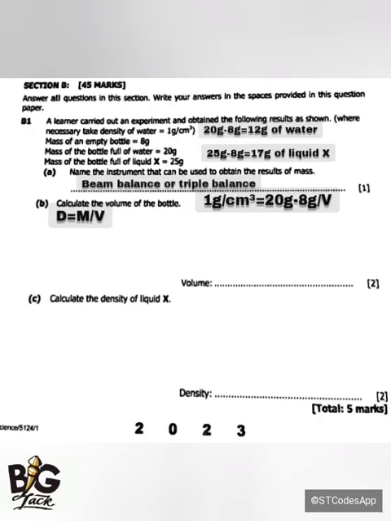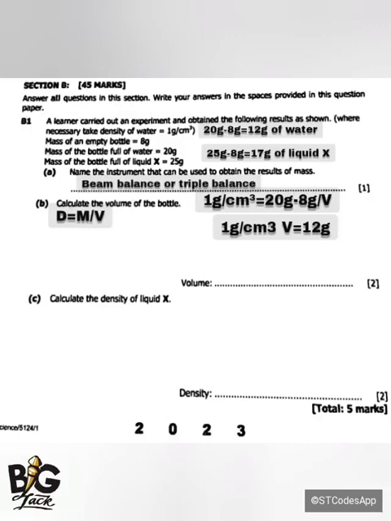Okay, so I'm going to say the mass of the bottle full of water, which is 20 grams minus 8 grams of the mass of an empty bottle, over volume. So I'm going to say volume multiplied by 1 gram per centimeters cube. The answer is going to be what? 1 gram per centimeters cube. V is equal to, we have 20 grams minus 8 grams. The answer is going to be what?